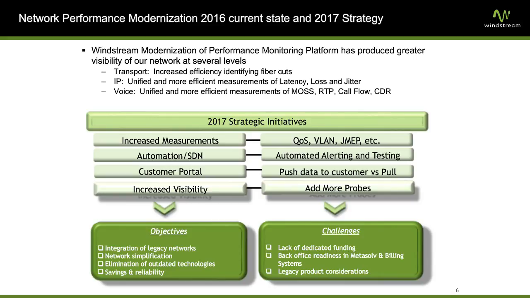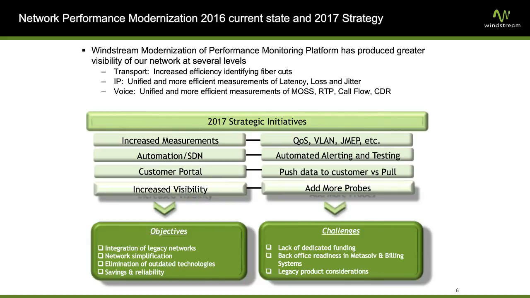those fiber events that happened with how they impacted the IP MPLS network and subsequently the VoIP network, which is an overlay, of course, utilizing the IP MPLS network. We got unified and more efficient measurements of latency, loss, and jitter for our IP network, getting rid of those four systems that we had, and we now have a single unified system, and we gained the efficiencies there. And then, of course, on voice, now that we have these additional measurements with this next-gen performance monitoring system, we again had a unified platform, and we could get more efficient measurements for MOS scores and RTP, call flow, et cetera.